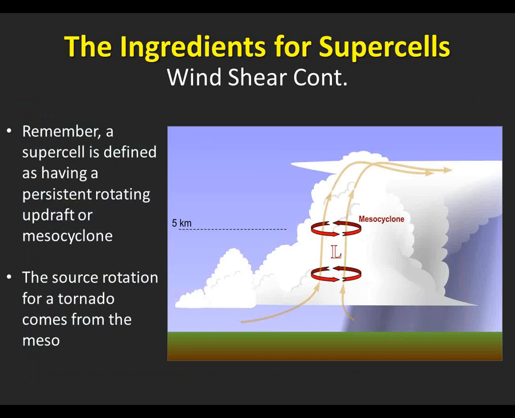Okay, so we define a supercell as having a persistent rotating updraft, or a mesocyclone, and the source of the rotation, as I mentioned, comes from the wind shear.